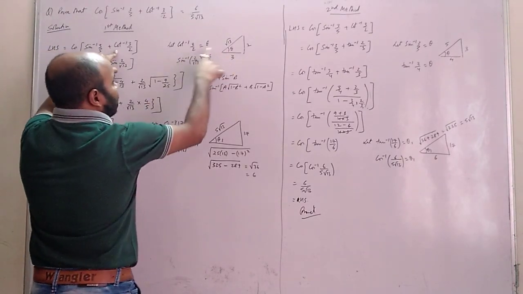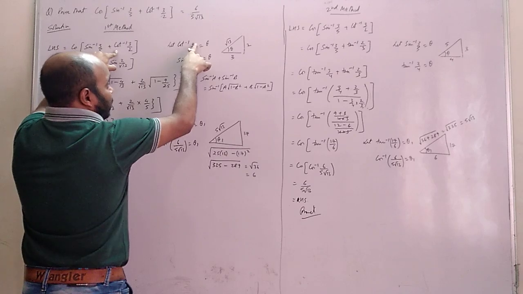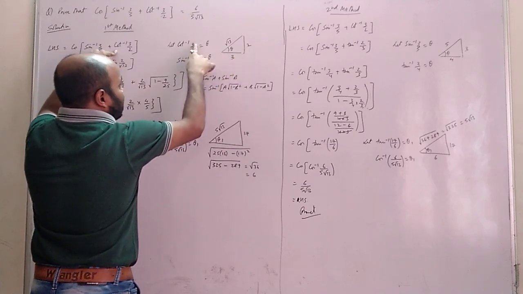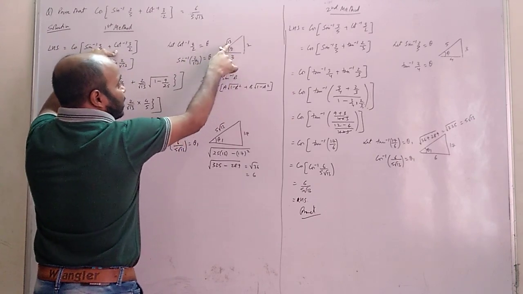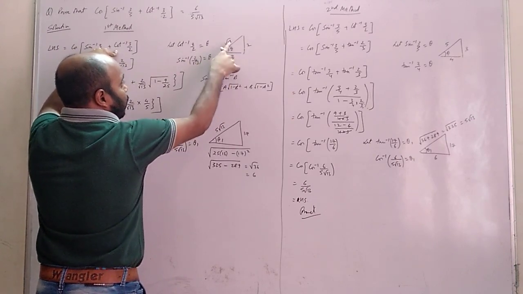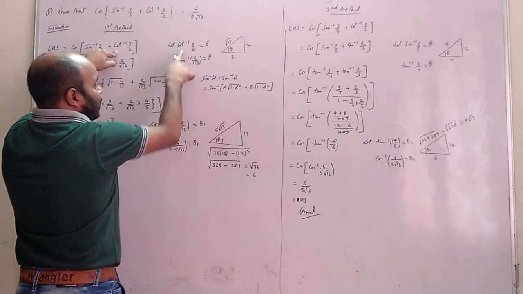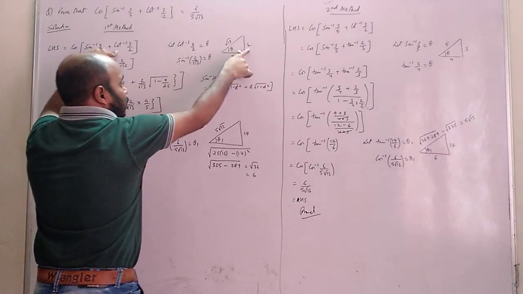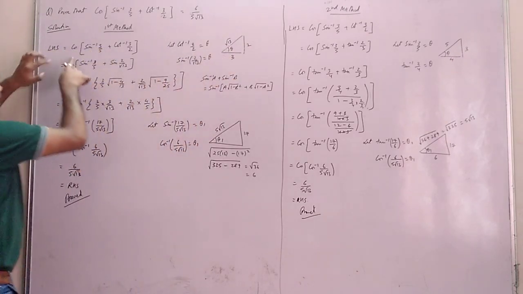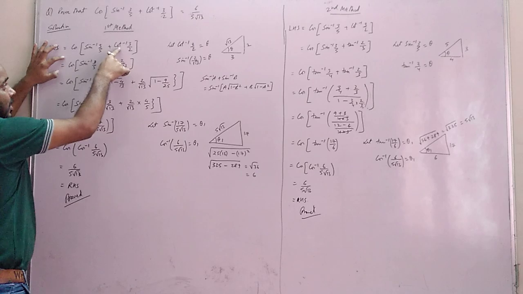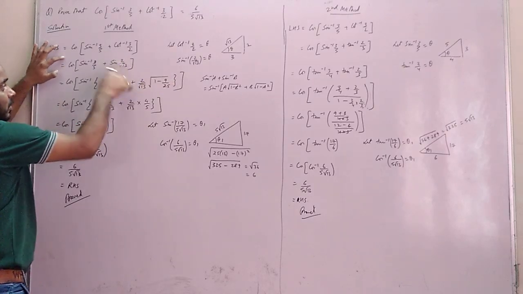Use the triangle method. Base by perpendicular. Base is 3, perpendicular is 2. Calculate this: under root 9 plus 4, 13. So what does cot inverse become in sin inverse? Perpendicular by hypotenuse, 2 by root 13. So now in the place of cot inverse, what I am writing is sin inverse 2 by root 13.